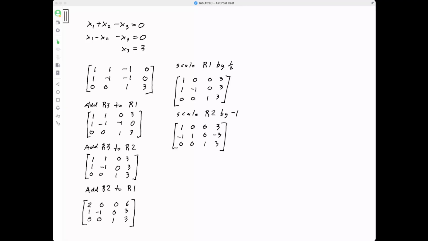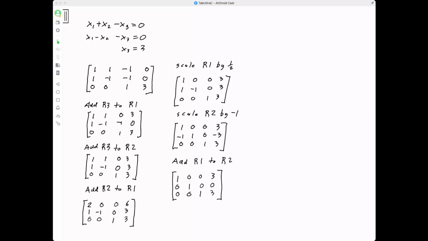Now I'm going to add row 1 to row 2. When I do that, I get 1, 0, 0, 3. When I add row 1 to row 2, I get negative 1 plus 1 is 0. 1 plus 0 is 1, 0. Negative 3 plus 3 is 0.